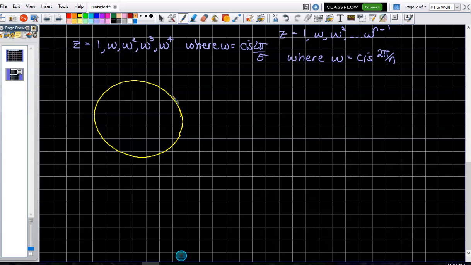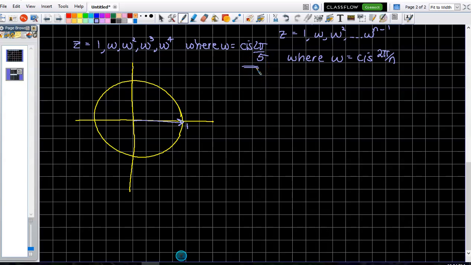Not bad at all, they say. I'll stick with the yellow. Oh, ruined that one just a bit. That's okay. So Z equals 1. So we've got our 1 over here, and we'll call that 1. Where is our first W? So our first W is going to be 2π on 5.